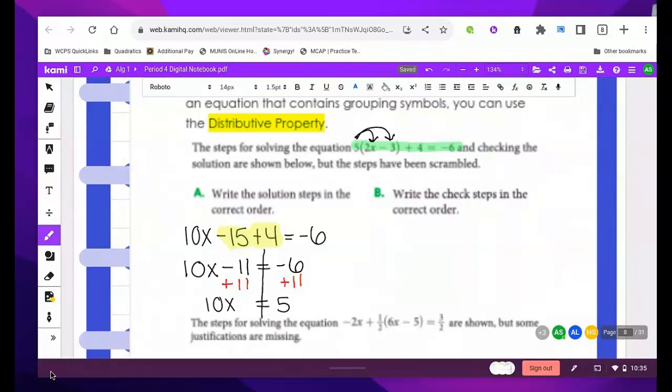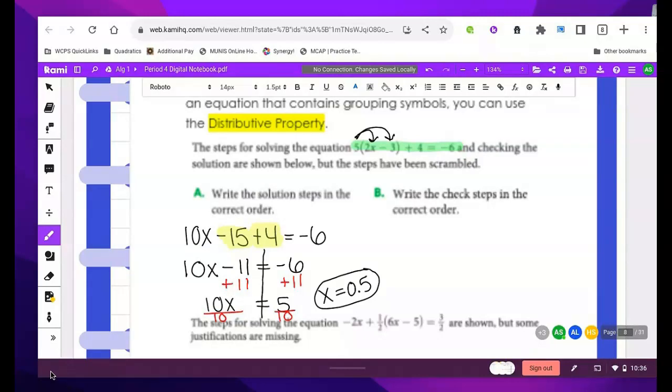So go ahead and pause the video if you need to get caught up. We're going to go ahead and do the last step. So I see 10 times x, which means I need to divide both sides by 10. So then I can put that into the calculator. X will equal 5 divided by 10, which is 0.5. So that's our solution. Our solution is x equals 0.5.